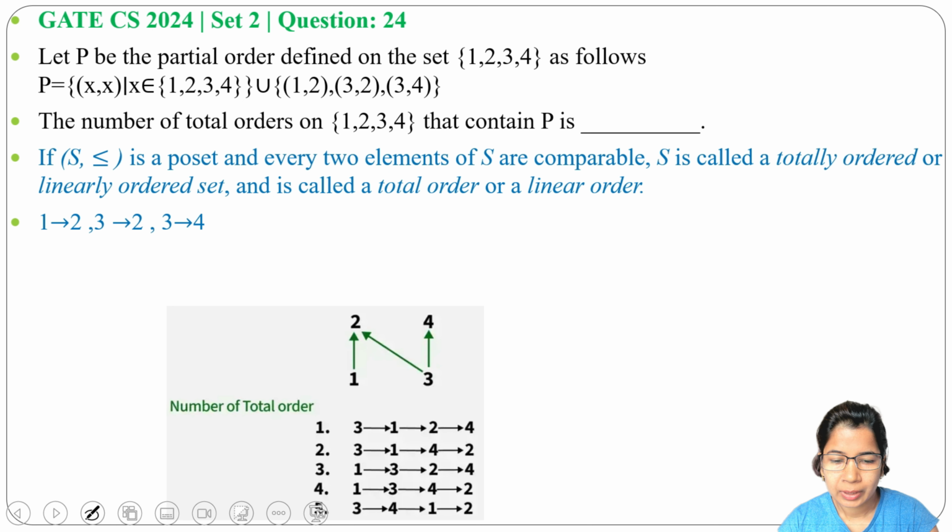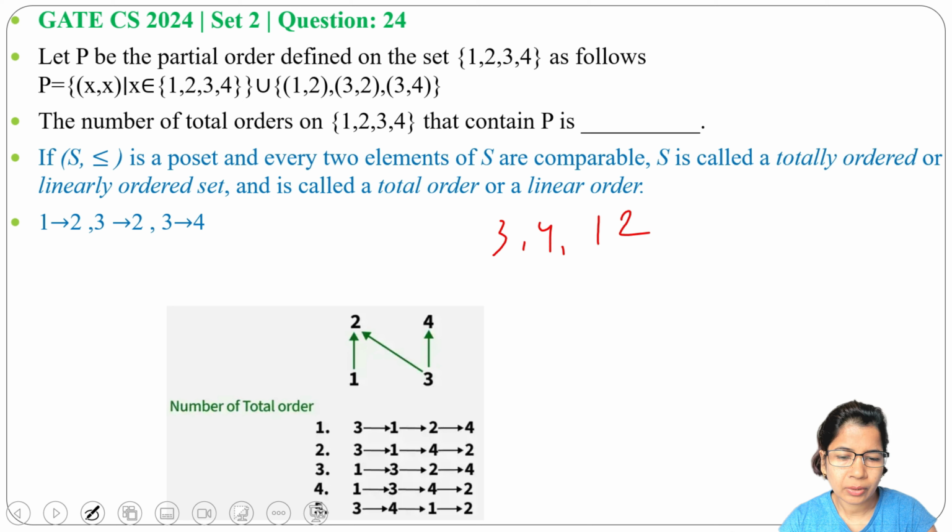Next, 3, 4: 3 should be before 4, then 1, 2. 3 and 1 are before 2. So there are a total of 5 total orders: 3, 1, 2, 4; 3, 1, 4, 2; 1, 3, 2, 4; 1, 3, 4, 2; and 3, 4, 1, 2.